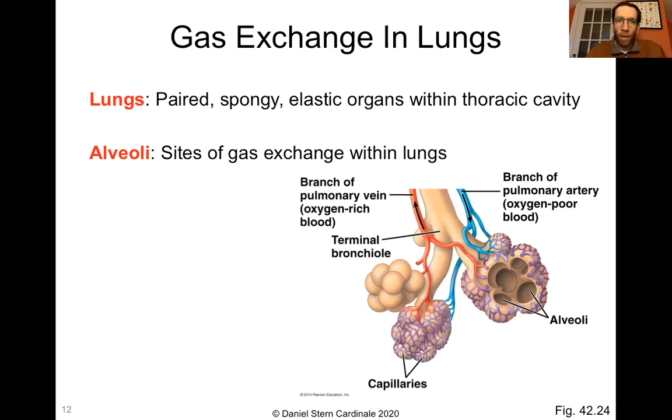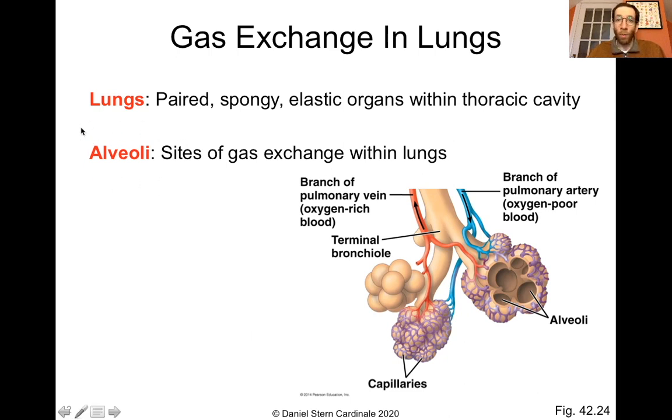The lungs themselves are a pair of organs. They're spongy and elastic, and they're found within the thoracic cavity, which is a fancy way of saying the chest cavity. Basically, you have your diaphragm right here. Everything above that is the thoracic cavity. I don't know if that's the technical definition, but that's how I think about it. So we have our lungs, and within the lungs, the structures that are actually involved in gas exchange are alveoli.